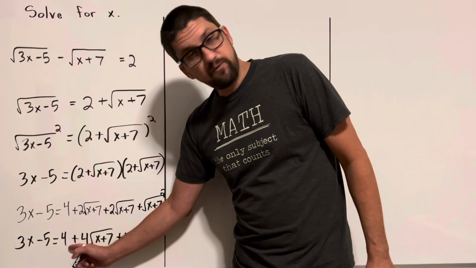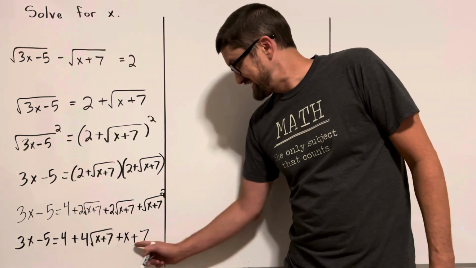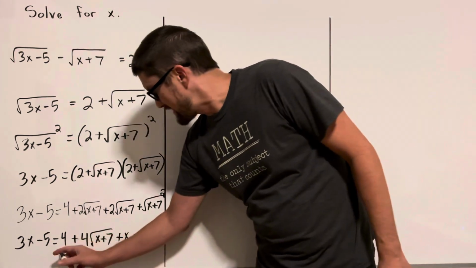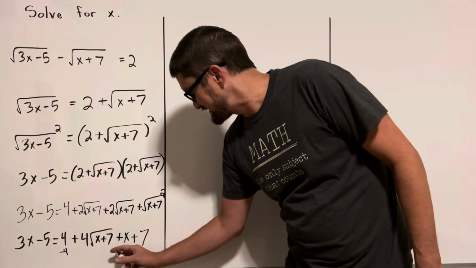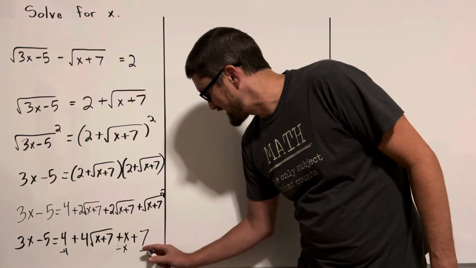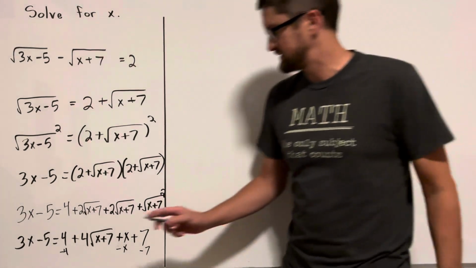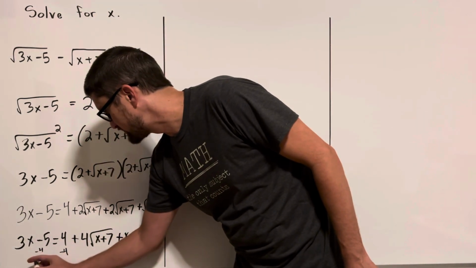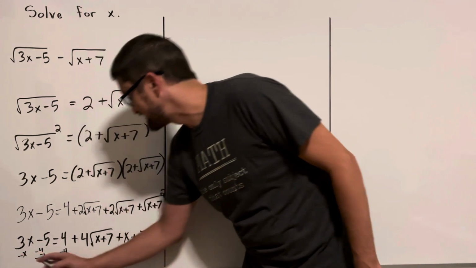So I need to get rid of this 4 on the right hand side. I need to get rid of this x and the 7. So I'm going to subtract 4 on both sides, subtract x on both sides, and subtract 7 on both sides. So I need to subtract 4, subtract 7, and subtract x.